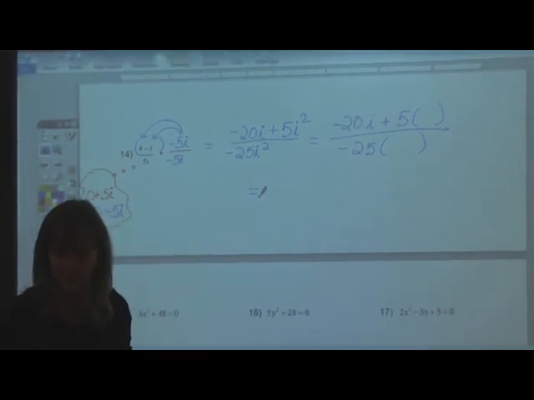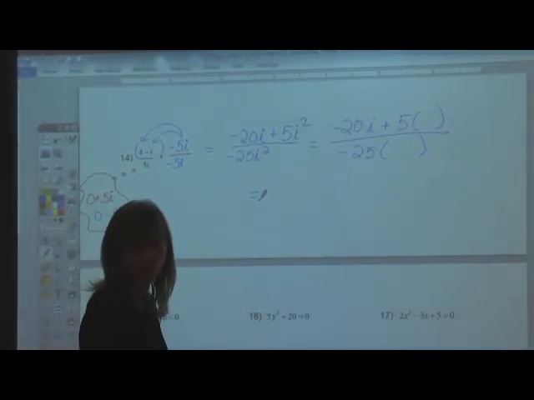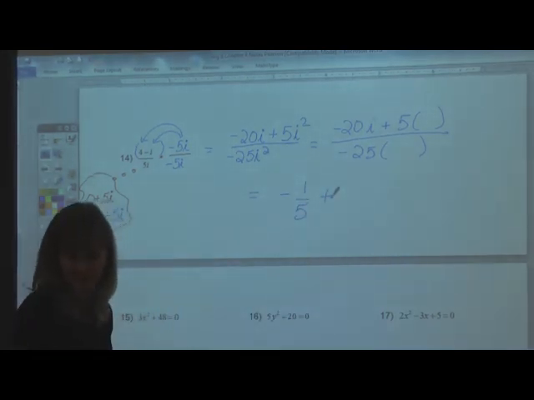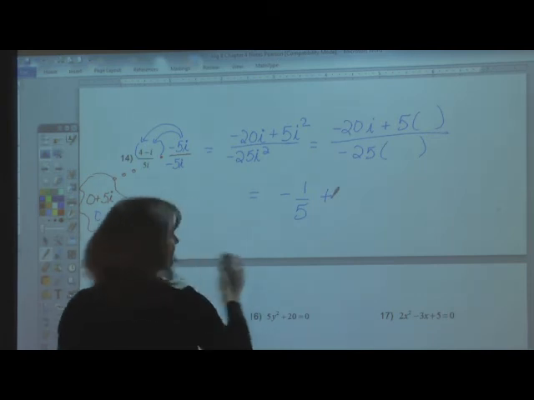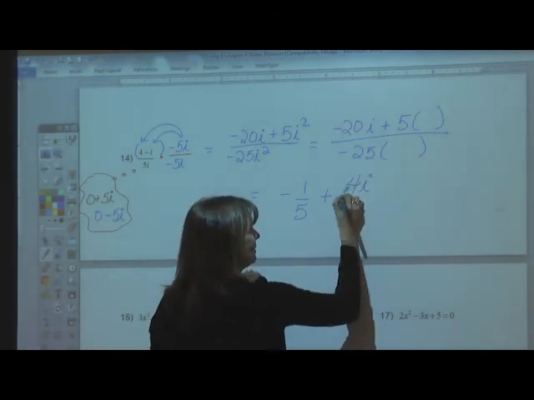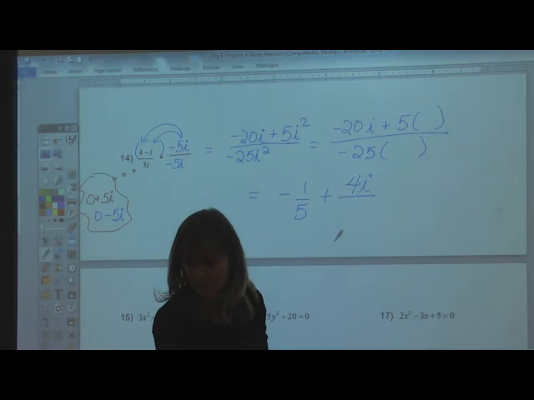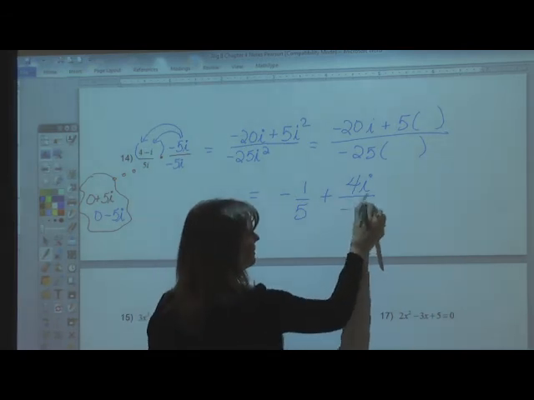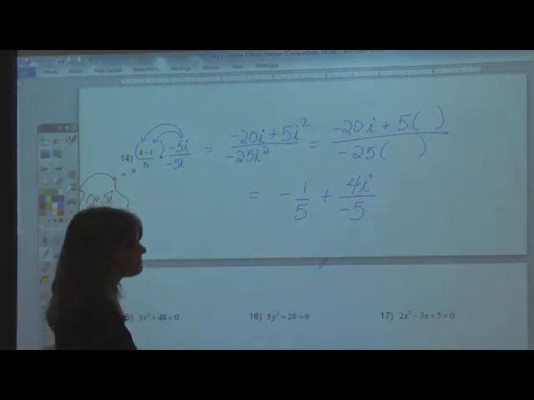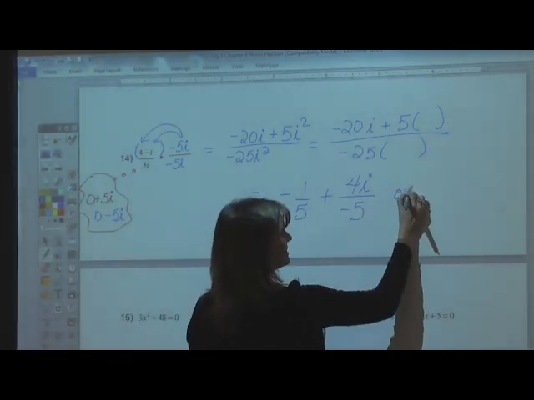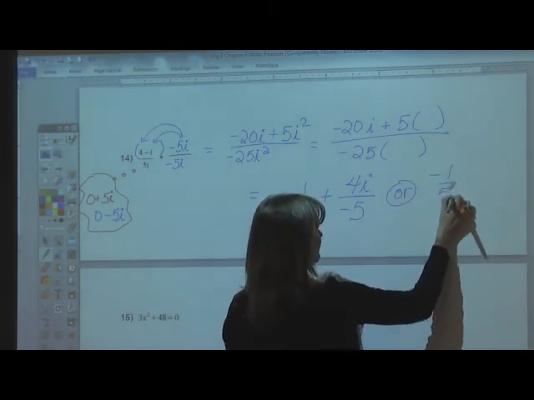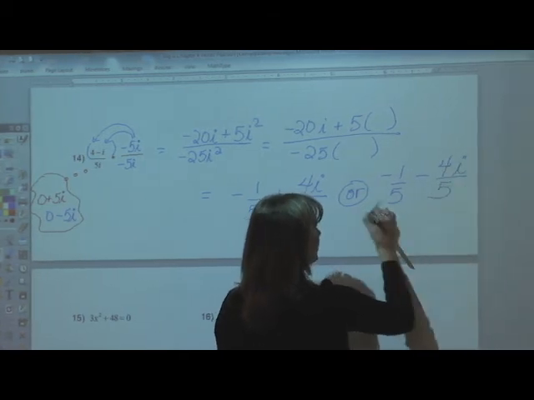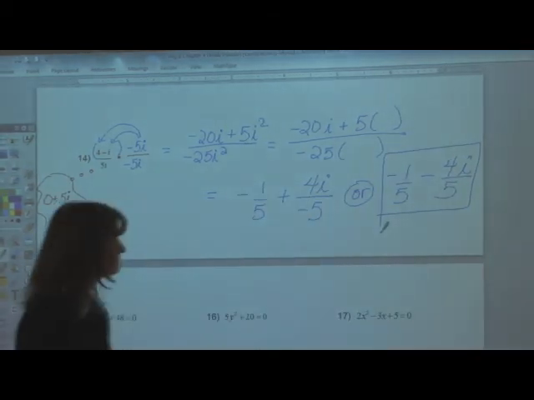When you're done, your final answer should be negative 1/5 plus 4i over... actually, you can write it one of two ways. You can put the negative down here, but I prefer you not do that. What I would rather see you do is negative 1/5 minus 4i over 5. That's what I would prefer.